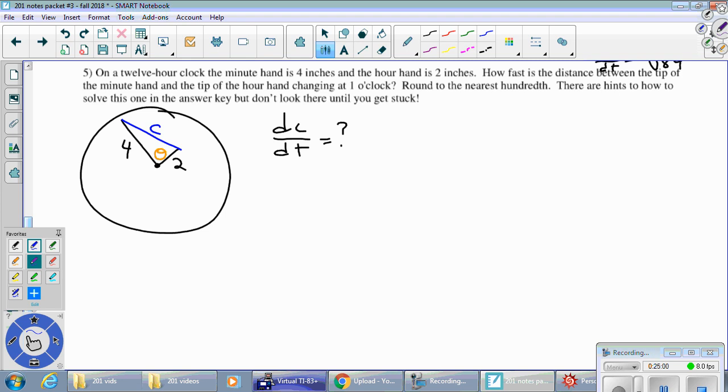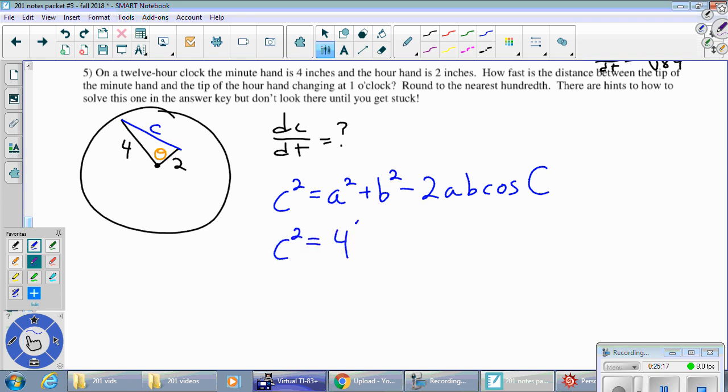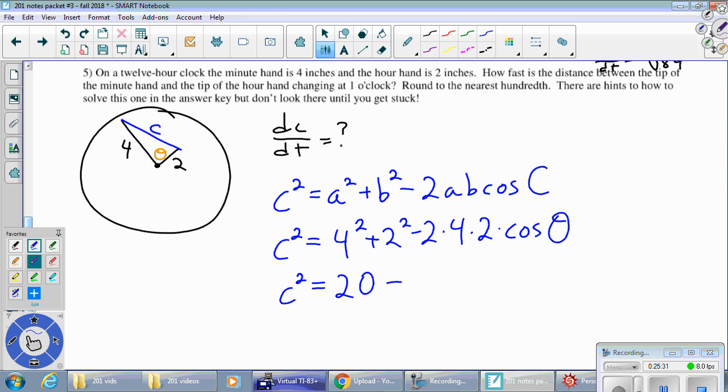The law of cosines says c squared equals a squared plus b squared minus 2ab cosine of the angle in between them. I'm going to call that capital C here, but that angle is actually theta in our picture. So in this case, specifically, it's c squared equals 4 squared plus 2 squared minus 2 times 4 times 2 times cosine of theta. And we're going to do some arithmetic to clean this up. C squared equals 16 and 4 is 20, minus 2 times 4 times 2 is 16 cosine of theta.